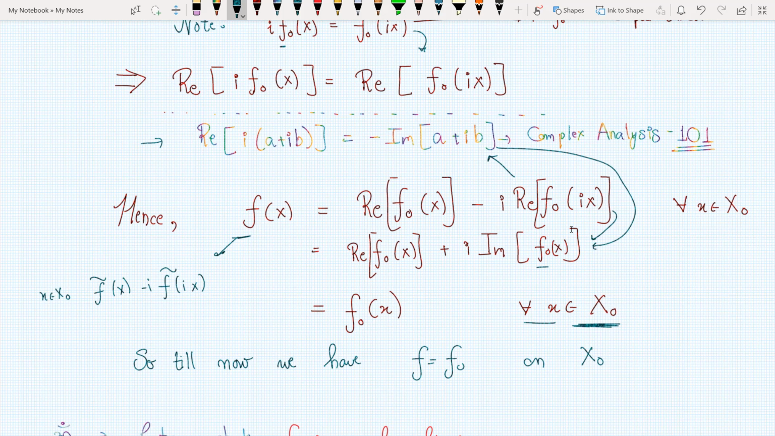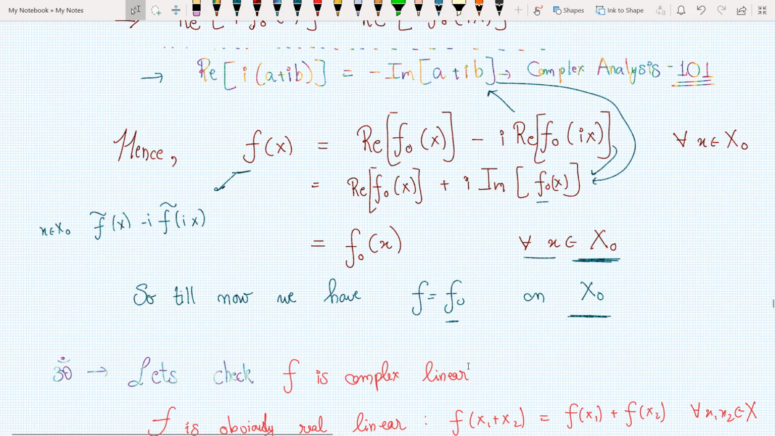So till now we have f is equal to f naught on x naught. Okay, I have one part. I had three different parts. I had to show that it's complex linear. I had to show that f is equal to f naught on x naught. And in the final setting, I had to show that the norms of f and f naught are equal.